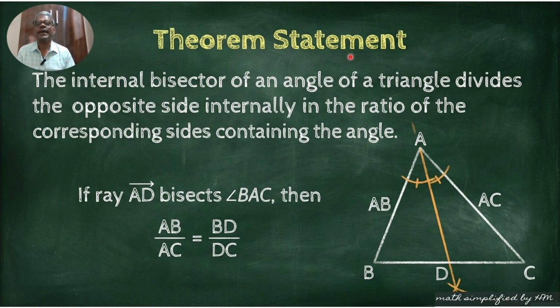The theorem statement: the internal bisector of an angle of a triangle divides the opposite side internally in the ratio of the corresponding sides containing the angle. Here, in the triangle ABC, ray AD bisects the angle BAC. Then, according to the theorem statement, AB upon AC is equal to BD upon DC.